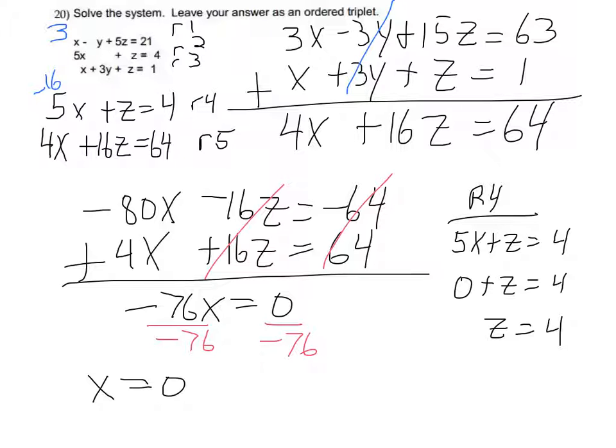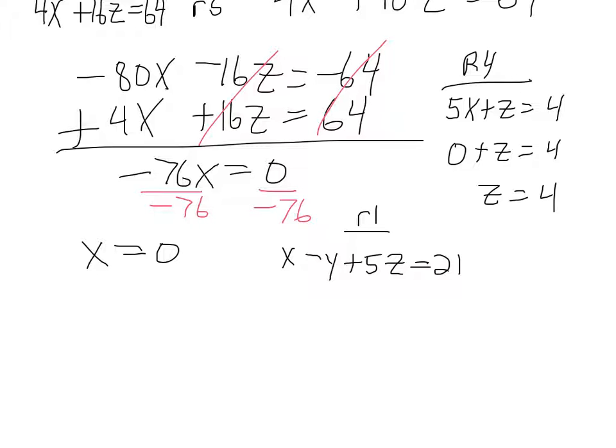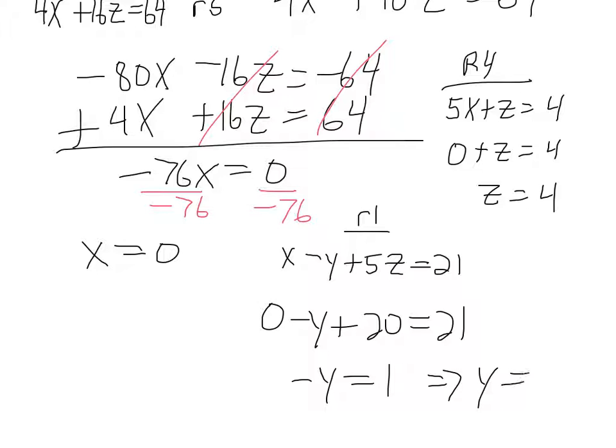I'm going to plug those into row 1. X minus y plus 5z equals 21. And x is 0. And z is 4, so 5z is 20. Negative y equals 1, so y equals negative 1. Now we take these three and we put them together as an ordered pair.